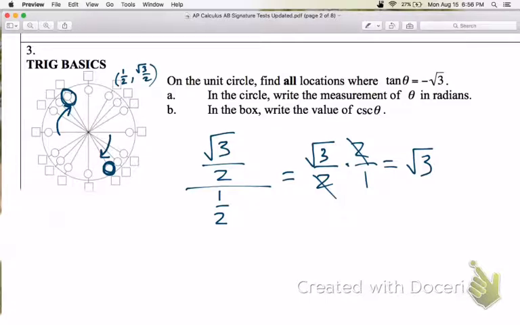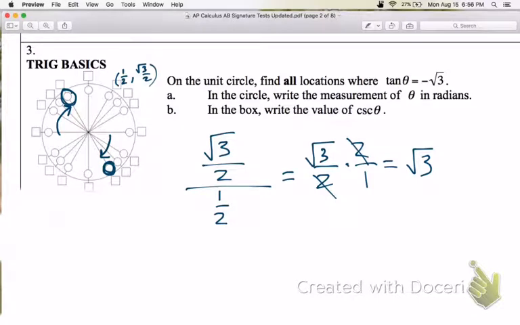So first of all, it says on the unit circle, find all locations where tangent of theta equals negative radical 3. So that's these 2 locations. Part A says, in the circle, write the measurement of theta in radians. So if we're counting, this is 0 radians, okay, right here. This is pi over 3. This is 2 pi over 3. So in that circle, I want to write 2 pi over 3.